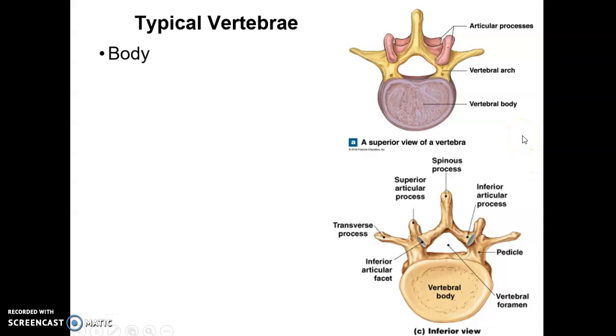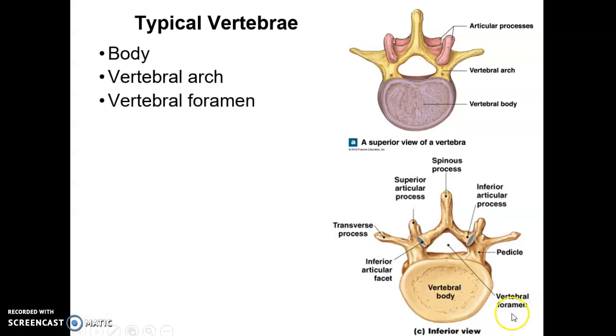All right, so the vertebra. A typical vertebra here has its body, which is this weight-bearing portion of the vertebra. Vertebral arch, as you see, arching over, forming this passageway, which is the vertebral foramen, through which the spinal cord passes.